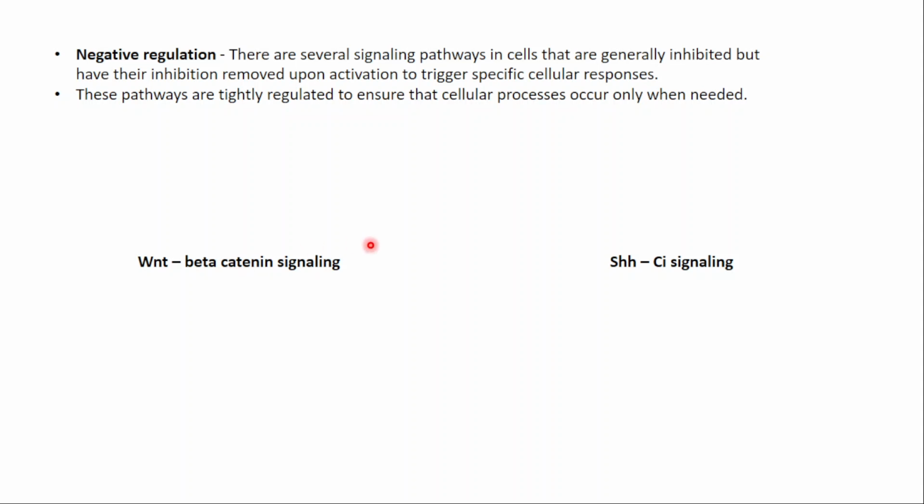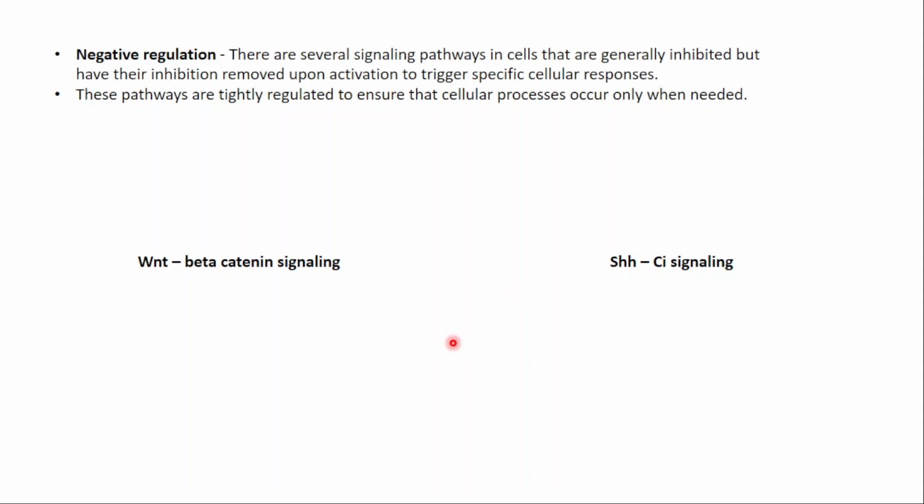Now once the Wnt ligand comes into the picture, the beta-catenin degradation complex is inhibited, and now beta-catenin can go inside the nucleus and turn on specific transcription, Wnt responsive transcription. And SHH-CI signaling. SHH is sonic hedgehog, one of the prime ligands of the hedgehog family, and CI is cubitus interruptus, the mediator molecule which translocates inside the nucleus and causes transcription of downstream regulator genes.